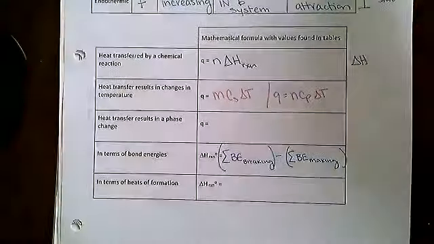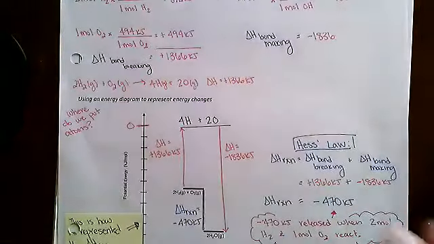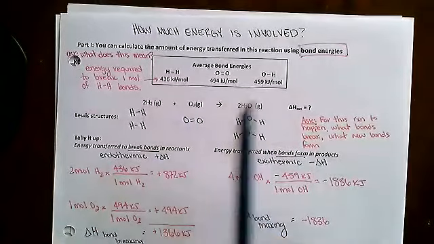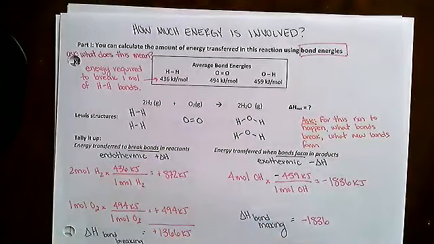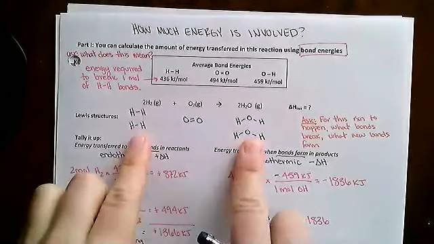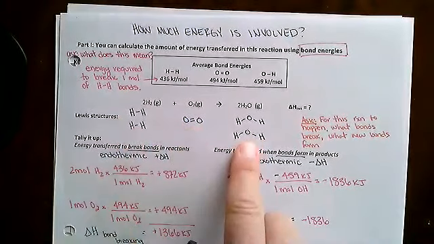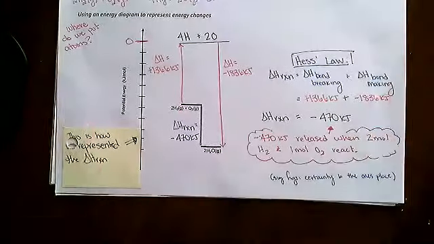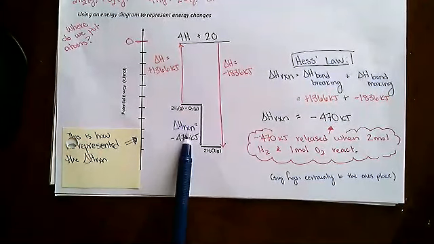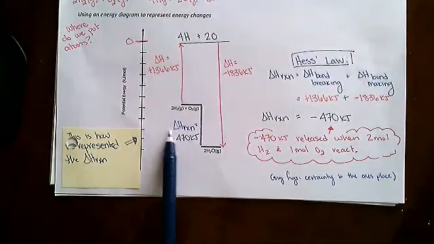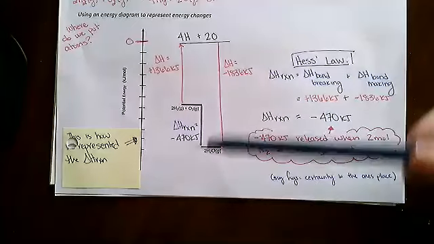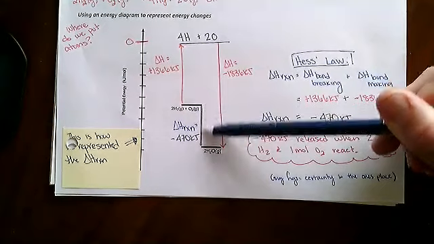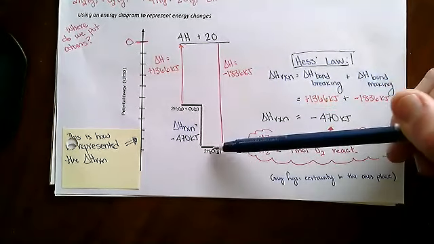Last time we met, we used bond energies to quantify how much energy is transferred in a particular reaction. So we drew Lewis structures, we figured out what bonds are breaking and what new bonds are forming, and we used these energies to figure out the total delta H of reaction, or heat of reaction, or enthalpy of reaction. The heat of reaction is always a measure of the potential energy difference between state 1 of a system and state 2 of a system.